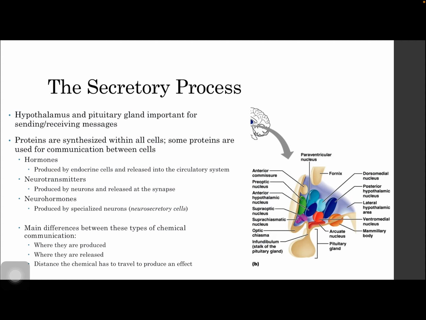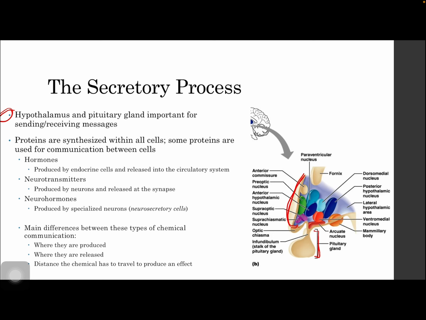Just really briefly, we're going to talk about how the hormones are triggered and secreted. So the hypothalamus and pituitary gland are really important for sending and receiving. The pituitary gland is sort of split into two, but we're not going to go into the anterior and posterior. We're just going to talk about it as a whole.